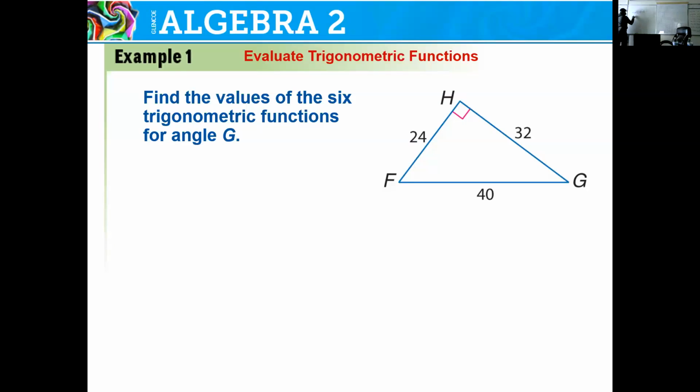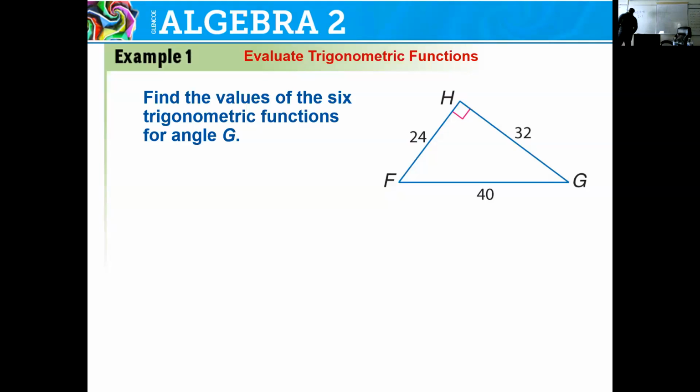Okay, cosine of angle G. Cosine is adjacent over hypotenuse. So the adjacent side here is this 32. The hypotenuse is still 40. So cosine is equal to 32/40. But we would have to simplify it even further, which would break it all the way down to 4/5.